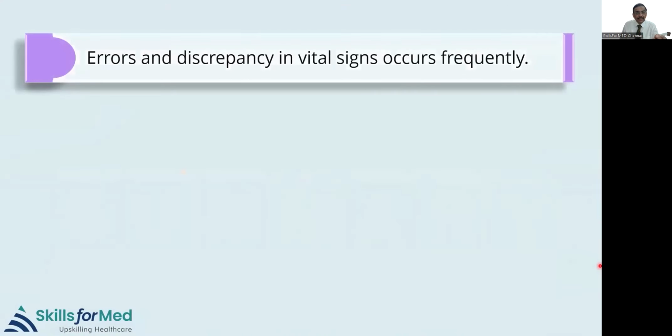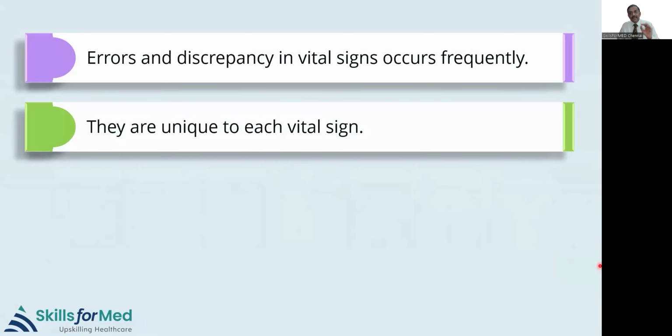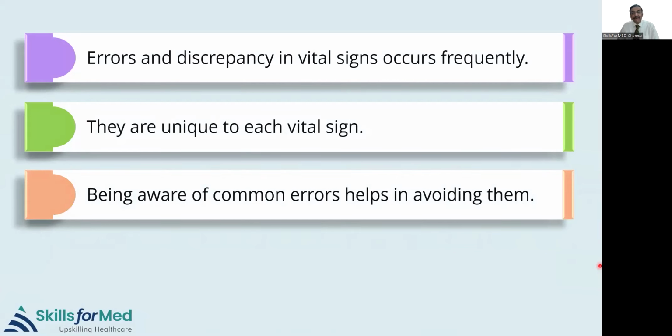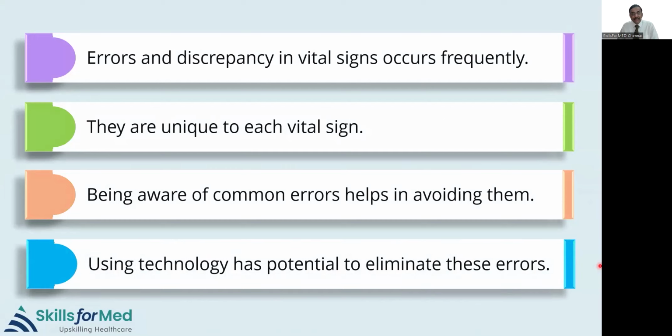So in summary, I wanted to point out that errors and discrepancy in vital signs occur quite frequently. They're unique to each vital sign. So you should know how to avoid each one of them while doing each and every vital sign. And being aware of the common errors will help in avoiding them. It raises the awareness. Oh, this many mistakes are happening. Therefore, I should be careful. And finally, as I pointed out, using technology as of today has the potential to eliminate these errors completely. So with that, we will come to the end of this presentation.